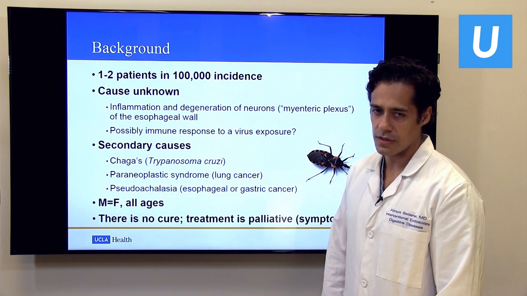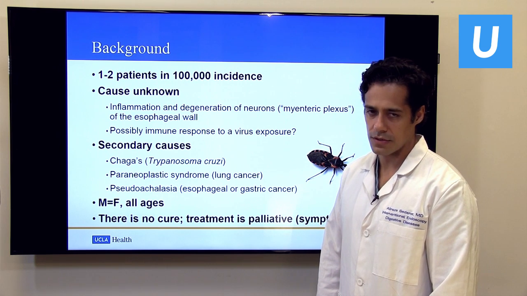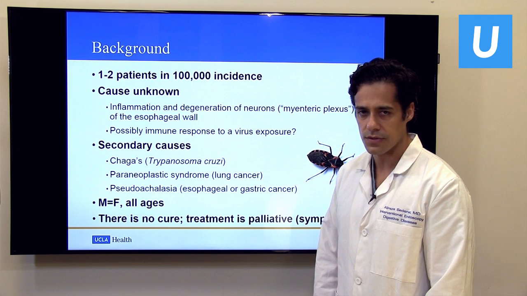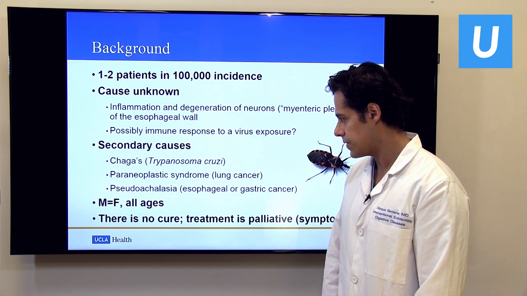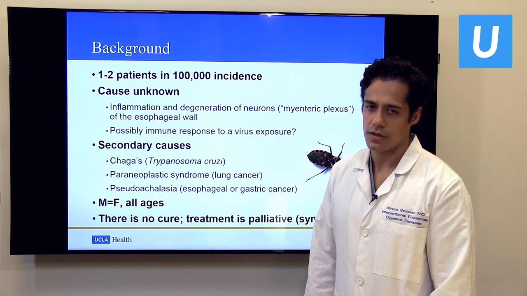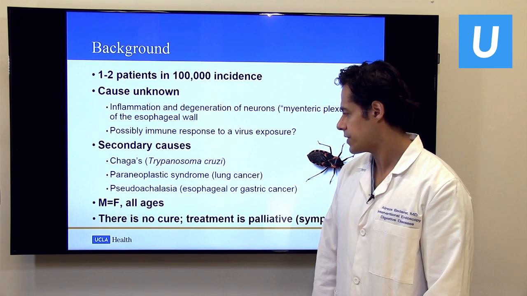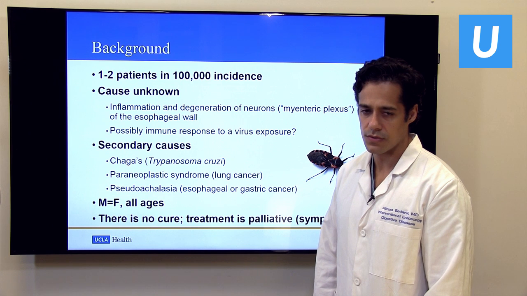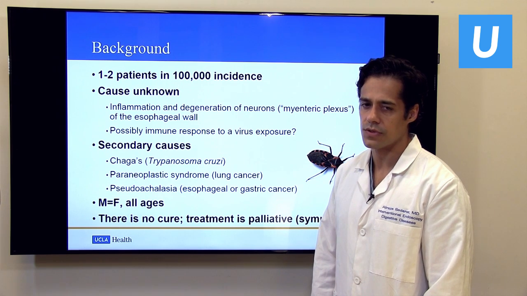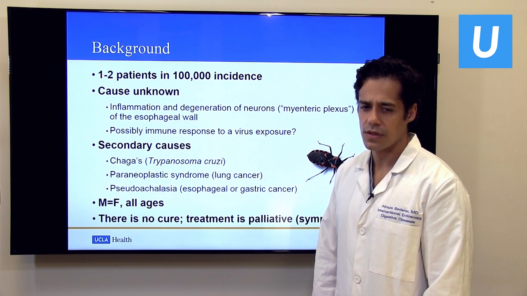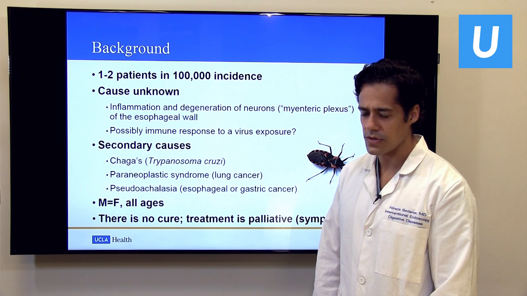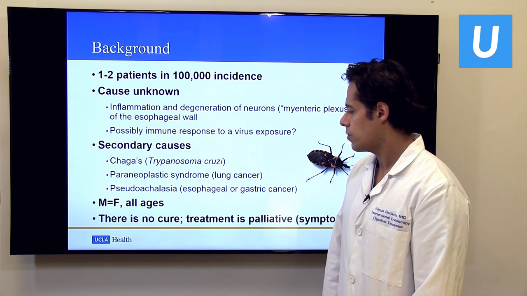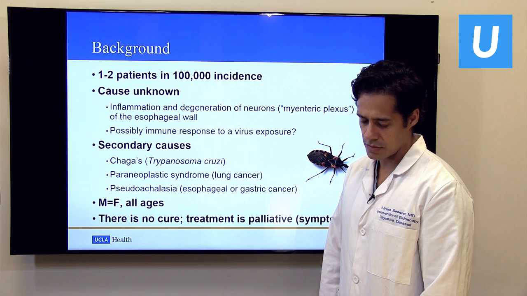Another secondary cause is paraneoplastic syndromes, and what that means is a tumor such as a lung cancer can secrete antibodies and mimic the pattern of achalasia. Another is pseudoachalasia, a tumor of the esophagus or the stomach causing findings that are similar to achalasia. So a lot of the testing in a patient that we suspect has achalasia is looking to exclude some of these other diagnoses.